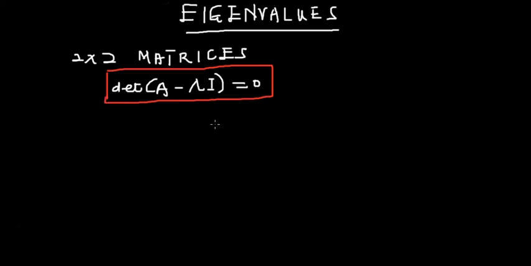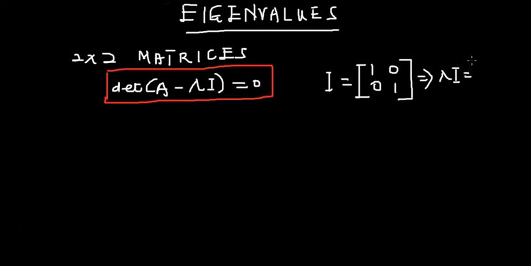Now, in case you don't know what an identity matrix is, this is how the identity matrix of a 2x2 matrix looks like. So you have 1 0 0 1. Once you multiply the identity matrix by the eigenvalue, this is how it will now look: the eigenvalue, 0, 0, and the eigenvalue. So this is what we will be using throughout.